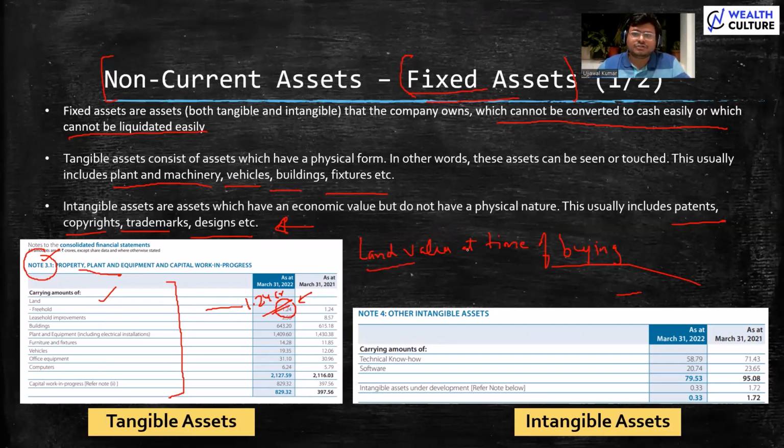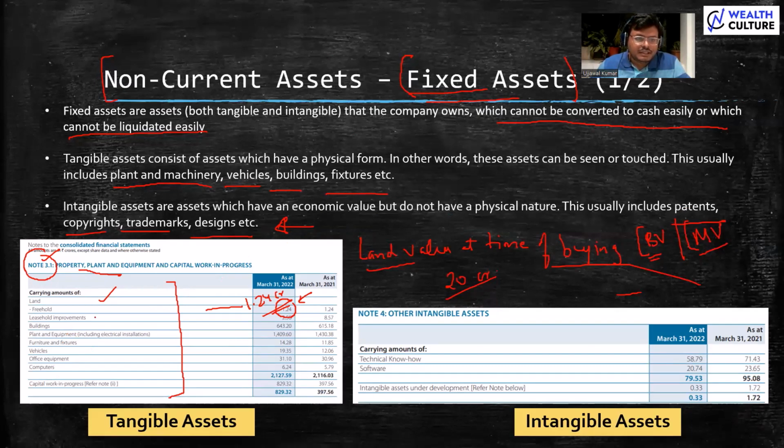This land might actually be more than 20 CR today. I'm just taking an example. But that's where there's a difference between the book value of the asset and the market value of the asset. On the books of the company, the land is shown at the book value, which is the value at which we bought. But the market value of that land as of today might be very different, right? So this is an important distinction to understand.